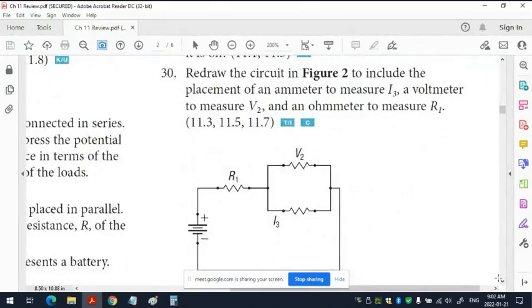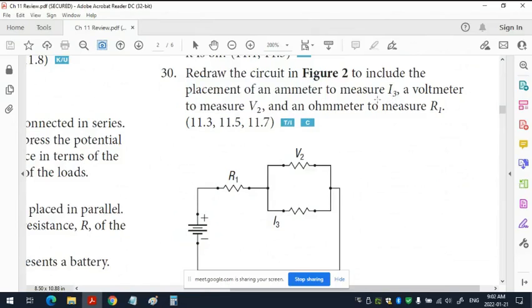30. Okay, everyone. We have a circuit. What's this symbol for? This is a battery, a voltage source. What's this one? Resistor. Okay, so we have resistor 1, resistor 2, resistor 3. All right. Redraw it to tell me where you would place an ammeter to measure I3.